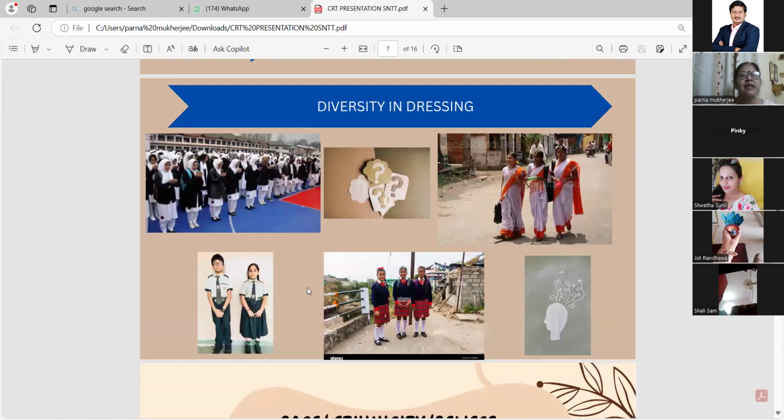This shows the school dresses of students of different states. This is the first one, a girls' school of Kashmir. The second one shows the girls of a school of West Bengal going to school. This is an image of the students of Punjab or Haryana, and this is of Meghalaya. And these are the ethnic dresses of the region.